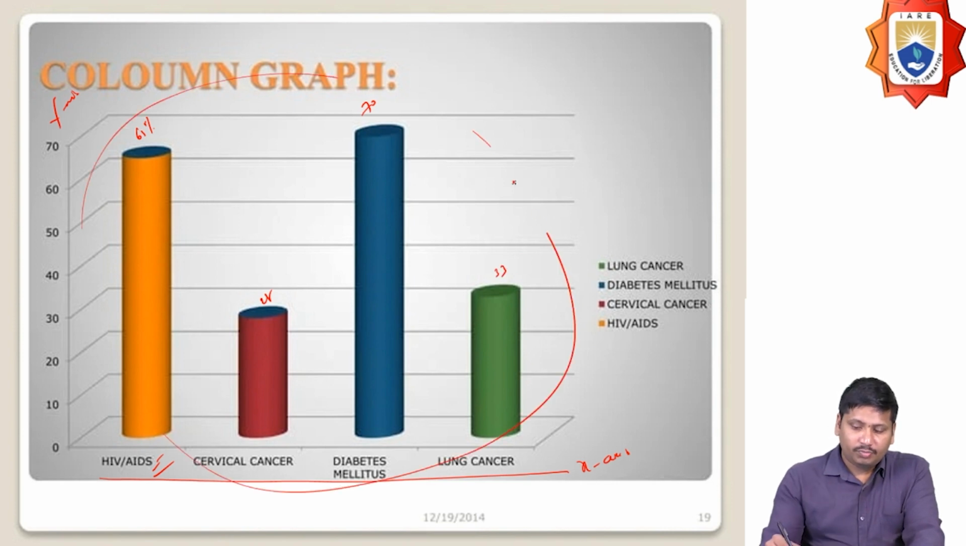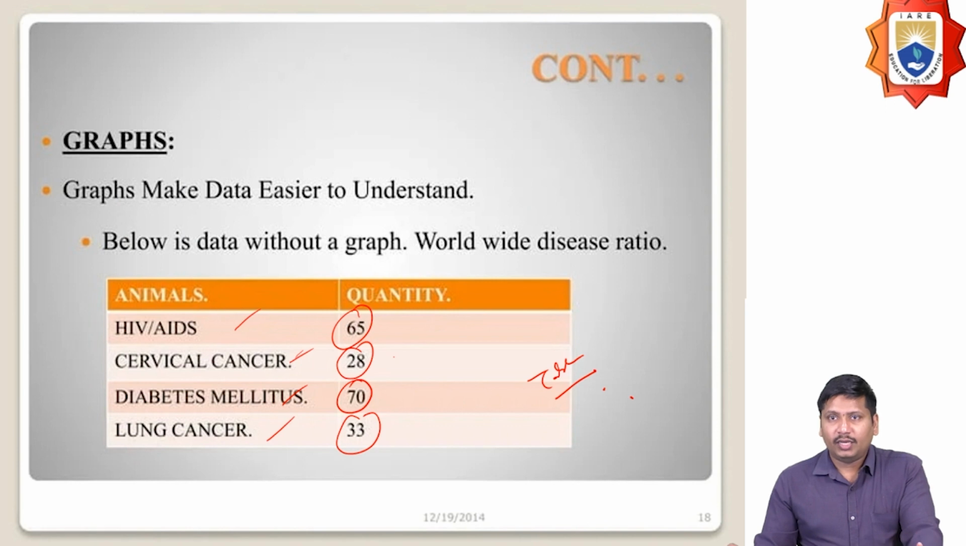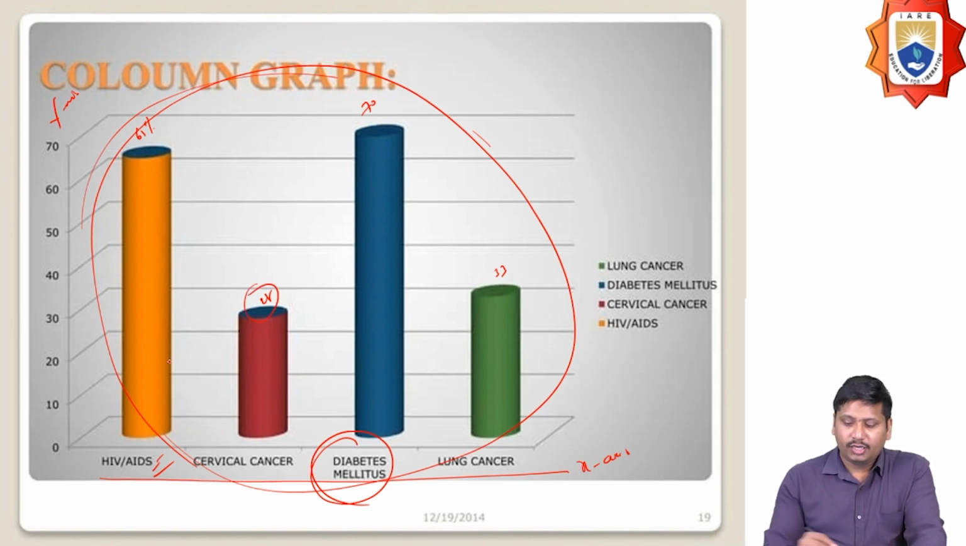So by seeing this graph, what can we understand? Even an uneducated person can easily understand. The most diseases are caused through diabetes mellitus. By seeing the graph, we can clearly understand. By seeing the table, we can analyze the table, but by viewing this graph, uneducated persons can easily understand what it is meant for. Who are the people less affected? It should be cervical cancer like this. So that is the advantage of this visual presentation of data through graphs.